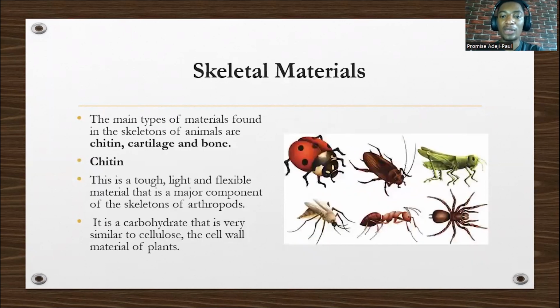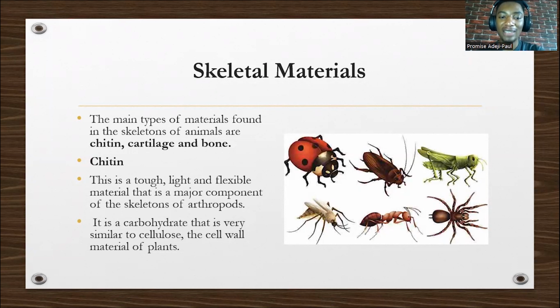So now we talk about skeletal materials. The skeleton, what is it made of? Those skeletal materials can be made of mainly three things. It's either chitin, cartilage, or bone. So the main types of material found in the skeleton of animals are: chitin, cartilage, and bone. First of all, we'll talk about chitin.